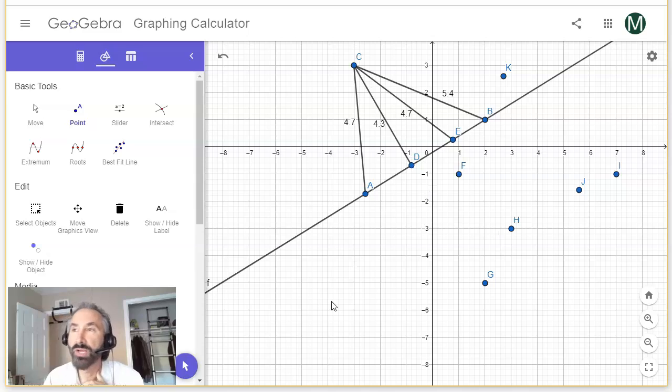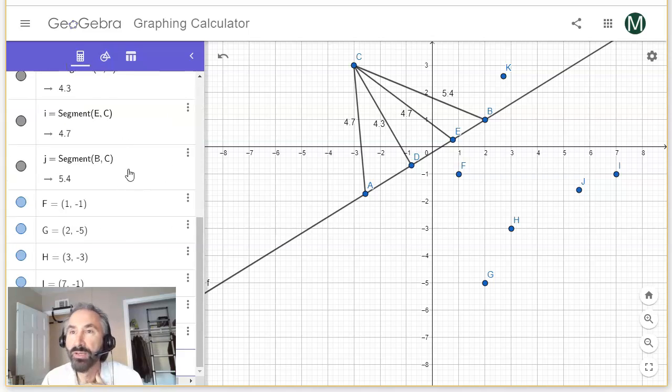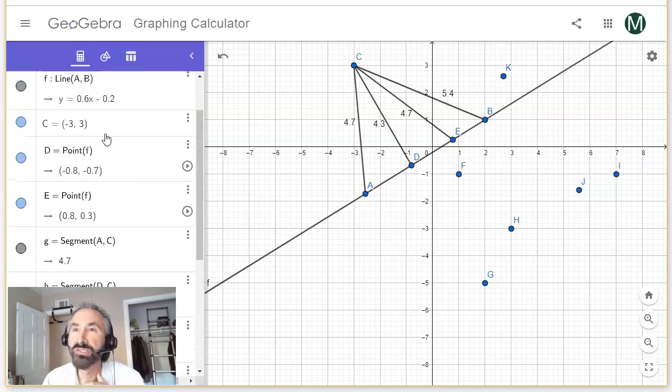Now, I'm going to see what I can do here. I know C is definitely at -3, 3. It's at x is -3, y is 3. So we know that point. This one's a little trickier because it looks like it's at a fraction. So I'm going to go to the calculator to get the exact points, and what we see is for C -3, 3, for D it's -0.8, -0.7. So let's try to do the math with that using Pythagorean theorem.